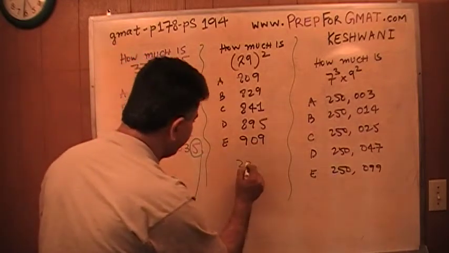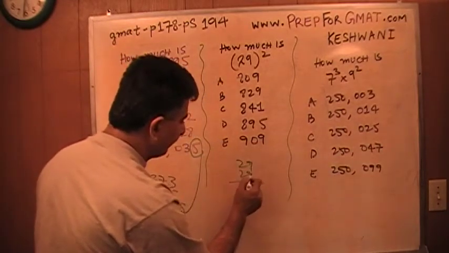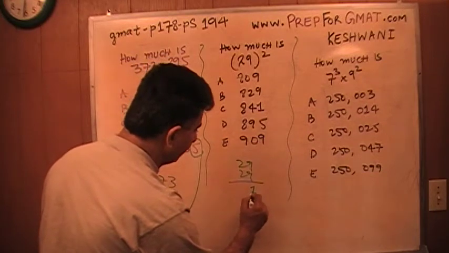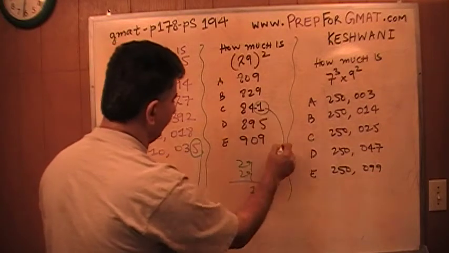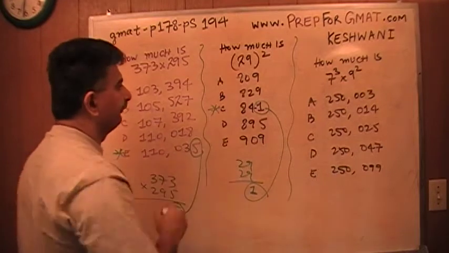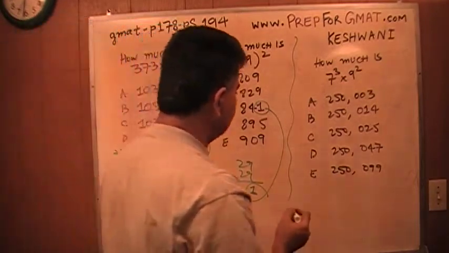Similarly, if you do 29 times 29, 9 times 9 is 81, you're going to have a 1 in the unit digit. There you go. Right there is the answer. The answer is C.